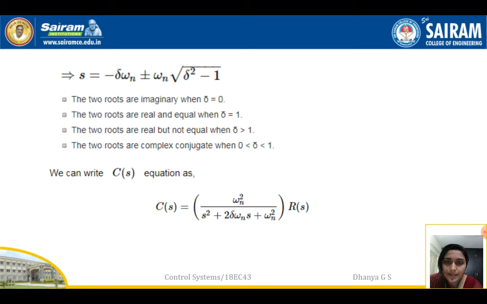The two roots are real and equal when zeta is equal to 1. The two roots are real and unequal when zeta is greater than 1. The two roots are complex conjugate when 0 is less than zeta less than 1.